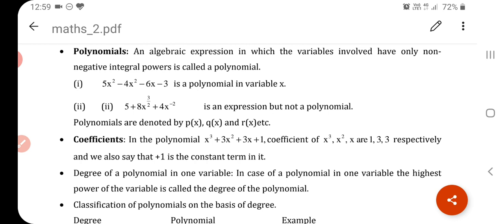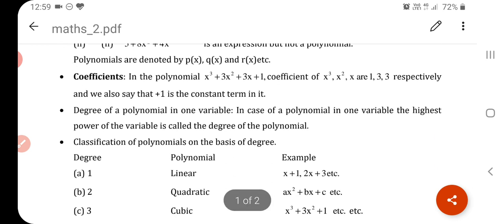Understand? Now what do you mean by coefficient? In the polynomial x cube plus 3x square plus 3x plus 1, इनमें कोफिशिएंट क्या है? x cube का कोफिशिएंट होगा 1, x square का कोफिशिएंट होगा 3 and x का कोफिशिएंट होगा 3. Okay, understand? And we also say that plus 1 is the constant term in it. कॉन्स्टेंट टर्म भी है इसमें because plus 1 is the constant term.